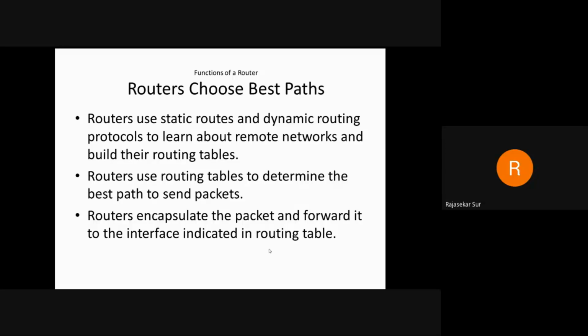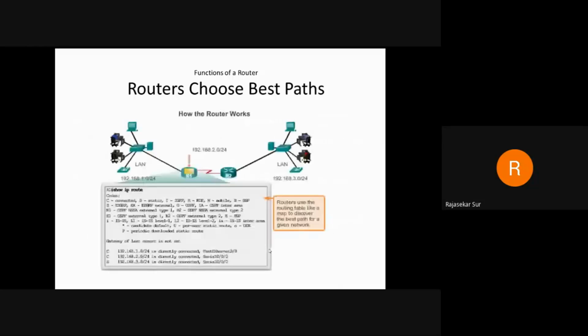So you will understand very clearly in the coming slides. Okay, now let me move on to the next one. You can see routers choose best path. What is that? Now the packet, this is one network. This is the first network and this is the second network. There are 2 networks available.